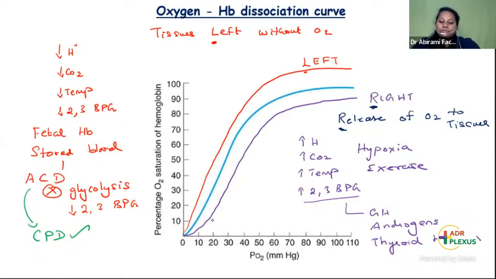So for even better understanding of left shift and right shift, let's do a small calculation from this curve. Just look at the curve. I'm just giving you an example to have a better understanding of right shift and left shift. Let's take 27 millimeters of mercury. So what is this 27 millimeters of mercury? P50. So how much should be the saturation at 27 millimeters of mercury?